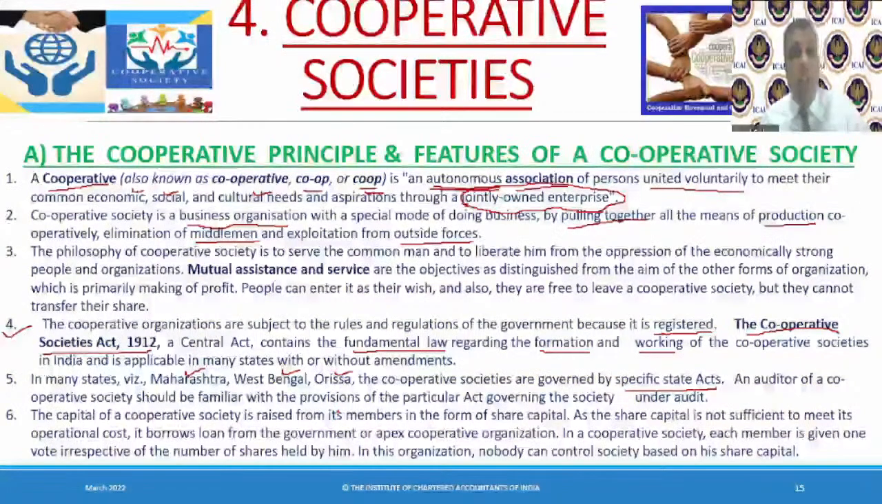An auditor of a cooperative society should be well versed with the knowledge of the acts governing these societies. The capital of a cooperative society is raised from its members in the form of share capital.